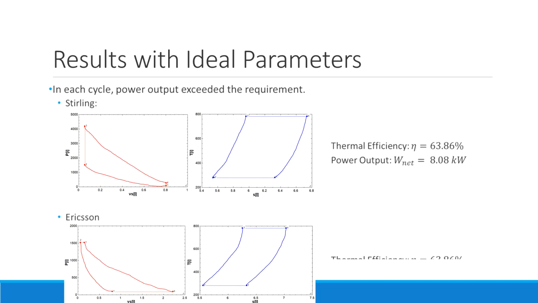So here are our results with the ideal parameters. We can see that the Stirling engine makes more power, and they both have the same exact thermal efficiency since they're both running between the same temperature difference. And we can also see the isochoric and isobaric processes like we talked about earlier.